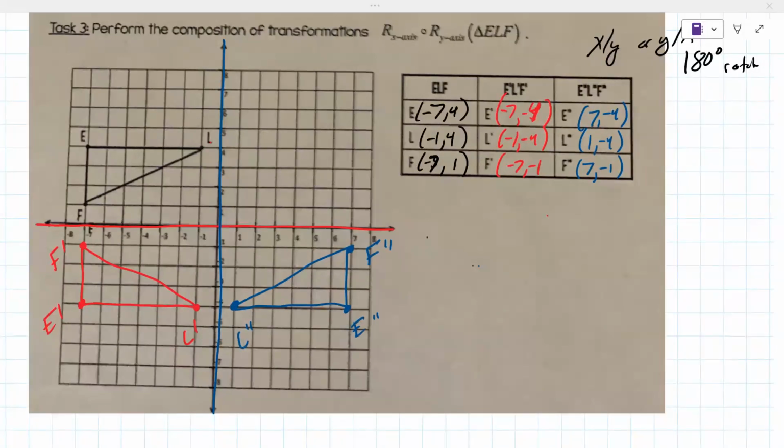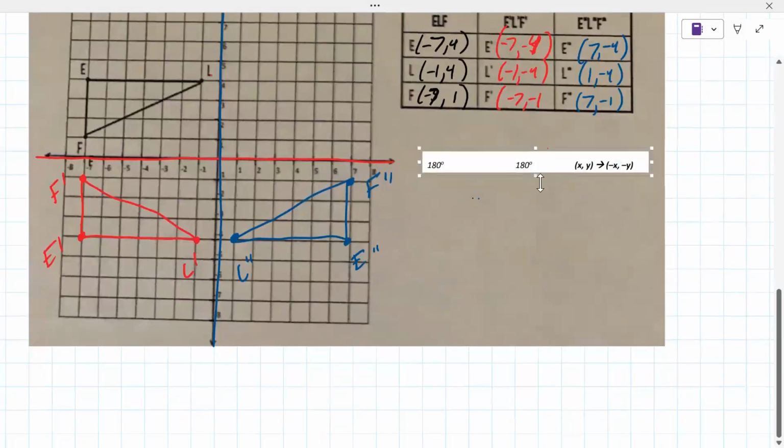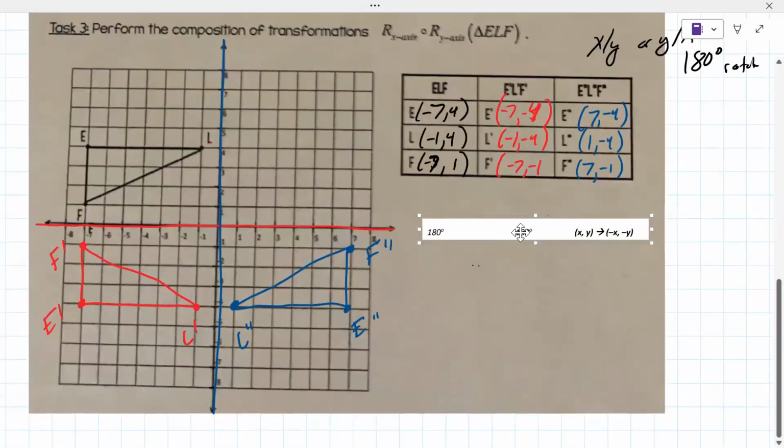Do you remember the rule for a 180-degree rotation? I'm going to snip it in here so you have it. You'll see that that is exactly what you did there. You just change the sign on both the x and the y ultimately. And that's the shortcut here for that.